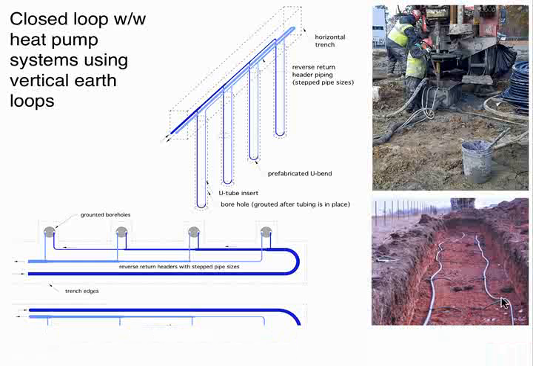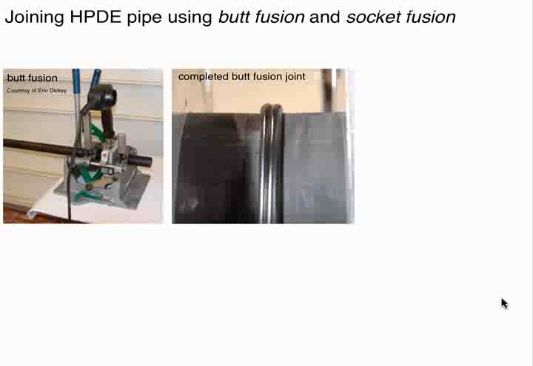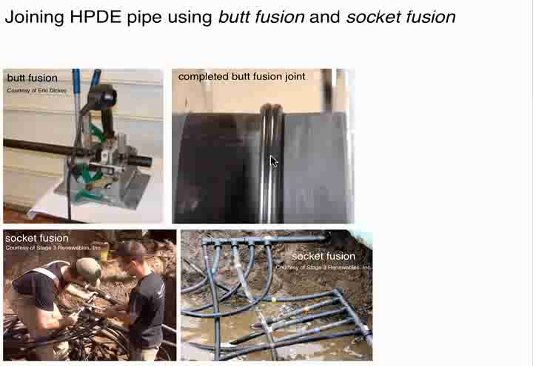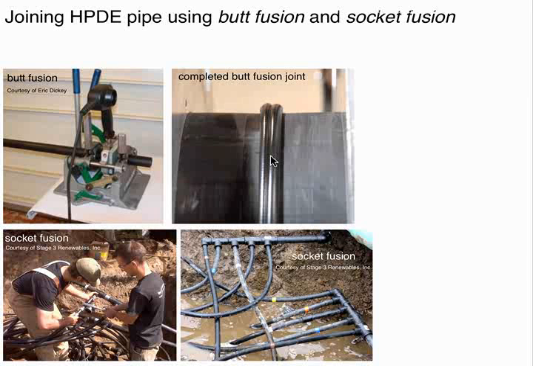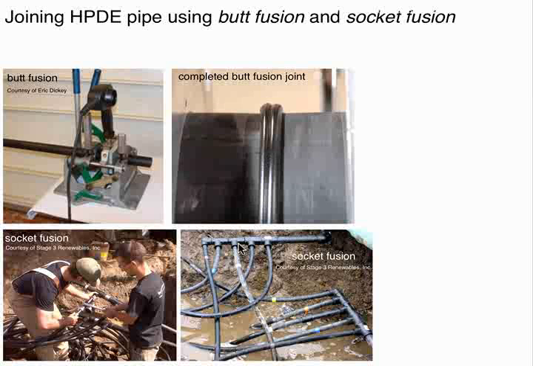The piping that is most commonly used is high-density polyethylene. It's joined together using butt fusion. Here's a butt fusion machine that creates a joint like this. Or socket fusion. Socket fusion uses a socket similar to a socket on a PVC pipe or a copper pipe, where the tube inserts inside the socket. And there's different equipment for socket fusion. Here's some headers that have been built up with socket fusion.